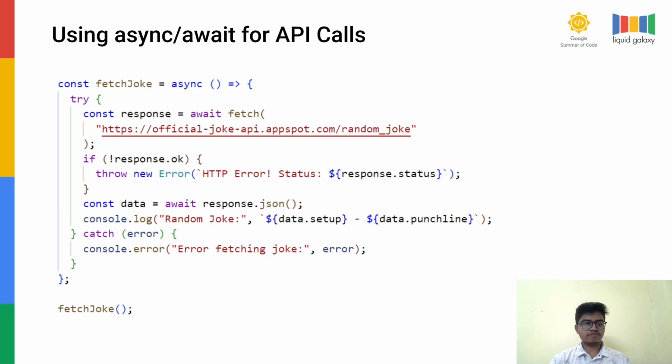The next line is if not response.ok. It's checking whether the API call failed or not. If it is false, then it simply throws an error, printing HTTP error and the status code. Then in the next line, we are extracting the data. The response is basically JSON, so in order to get the data, we have to convert it into JSON form. After that, we can extract any useful information from this data. And if any error comes in our code, it will simply go to the catch part and print error fetching joke and the error that we get.